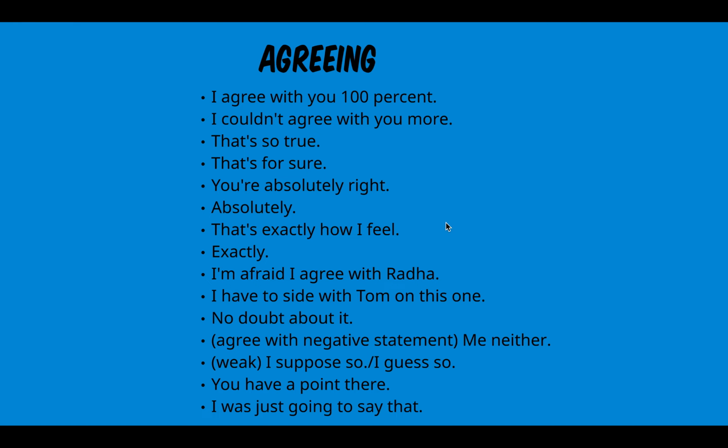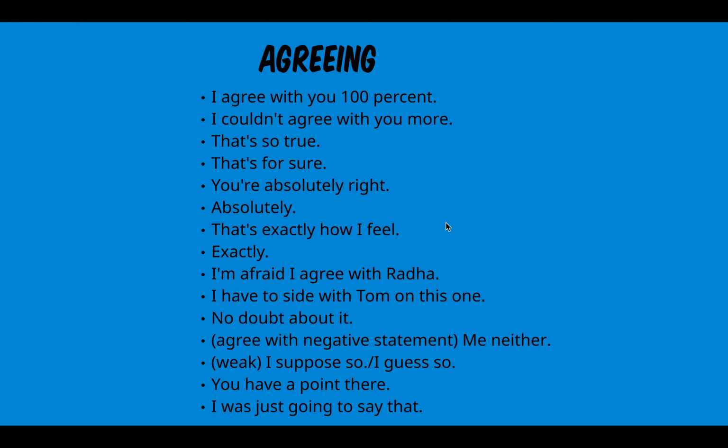Then, a weak agreement. If you are not very sure about something, then you can say I suppose so, I guess so, etc. Another way you can agree with someone is to say you have a point there. You have a point there. I was just going to say that. This is also a way you can express your agreement.